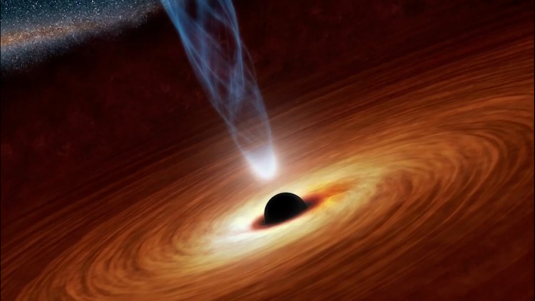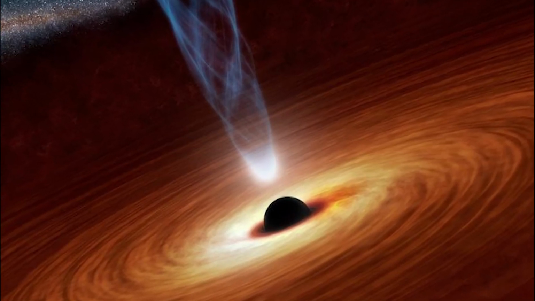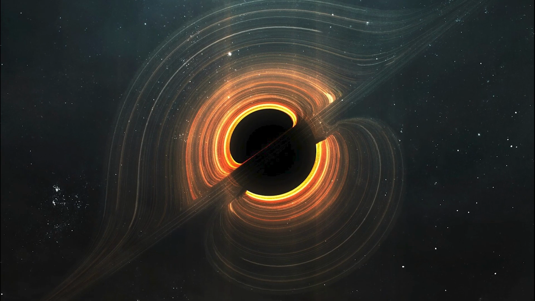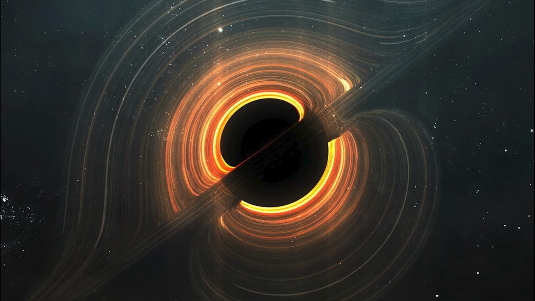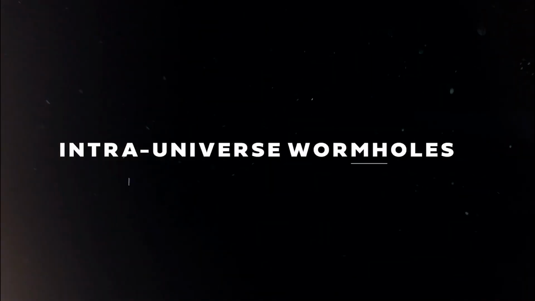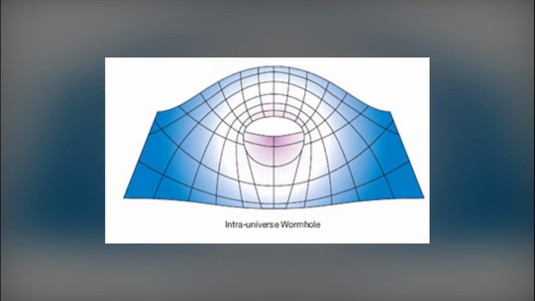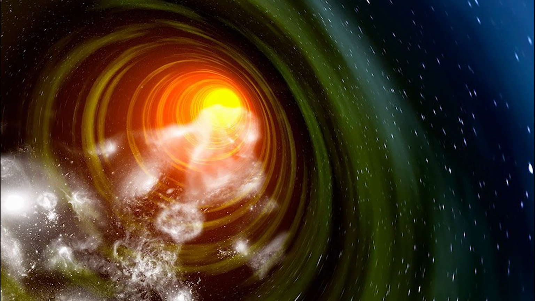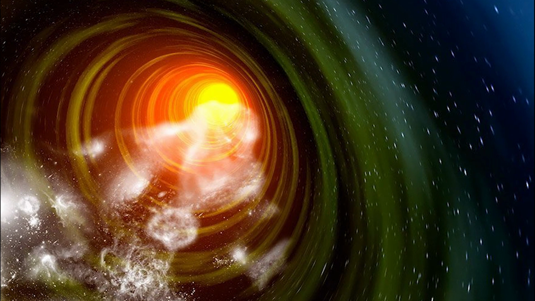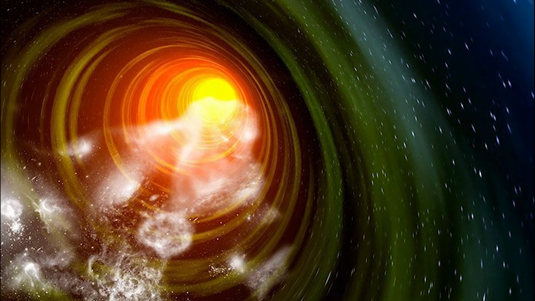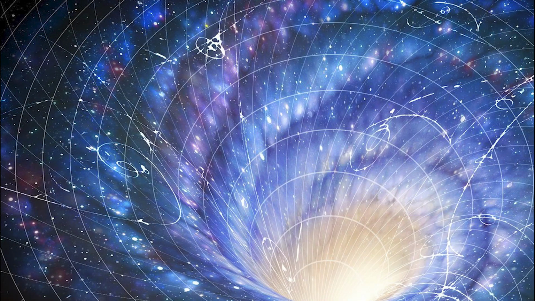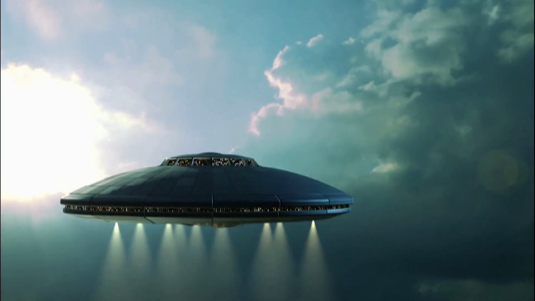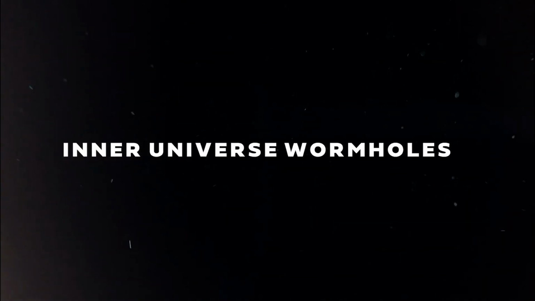Now that we understand how wormholes work, the question is, how many types of wormholes are there, or rather, could there be, according to science? Intra-universe wormholes. These could connect two different points in the universe without altering time. A wormhole should be able to connect distant locations in the universe by space-time folding, allowing travel between them in less time than it would take to travel through space in a spaceship. Inner universe wormholes.